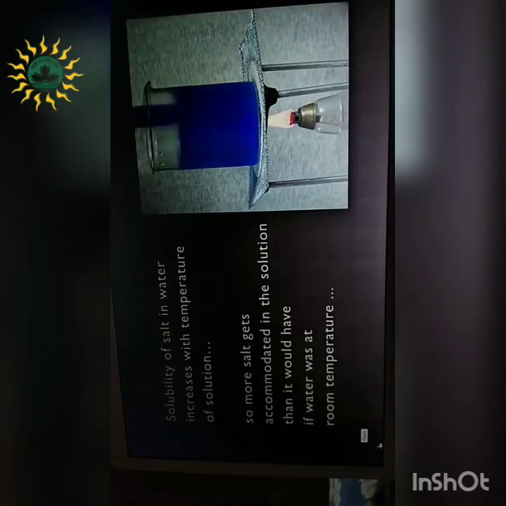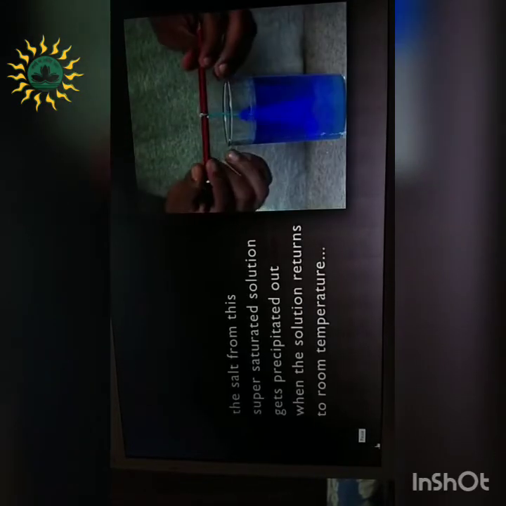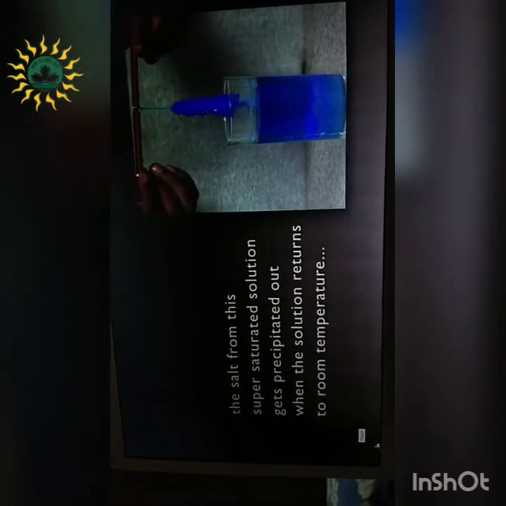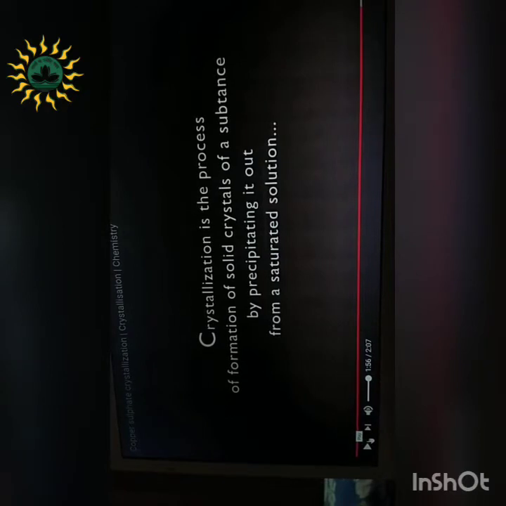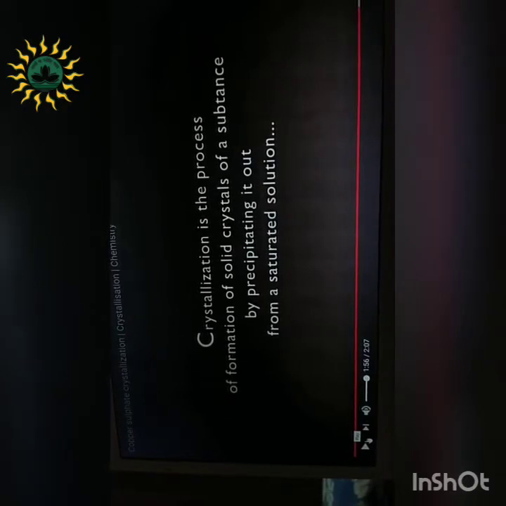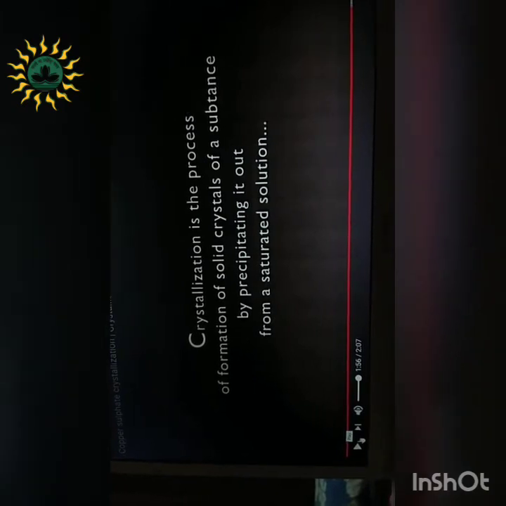So what can we conclude from this? The solubility of salt in water increases with the temperature of the solution, so more salt goes out, and it forms from the supersaturated solution. The precipitation we can see is present over here. So what then is crystallization? Crystallization is a process of formation of solid crystals of a substance. As you can see, the copper sulfate crystals are being formed by precipitating out from the supersaturated solution.